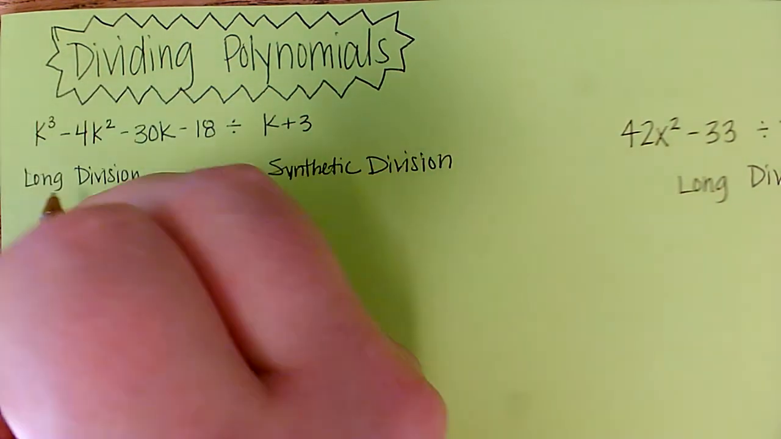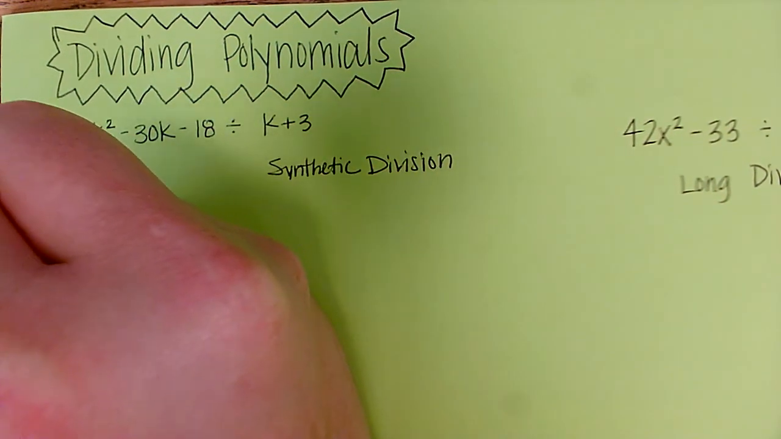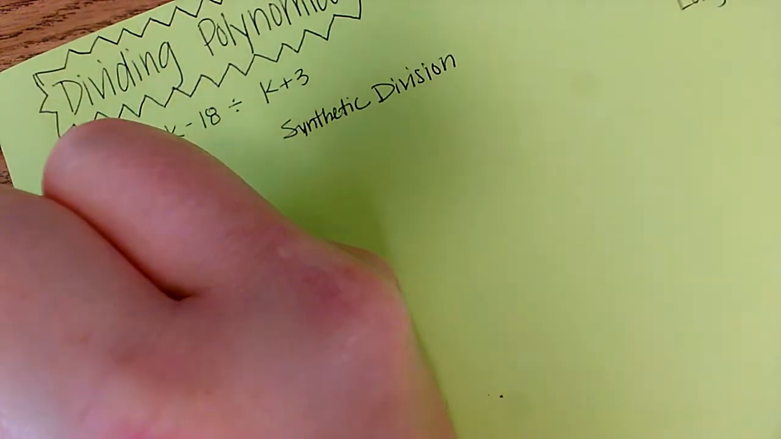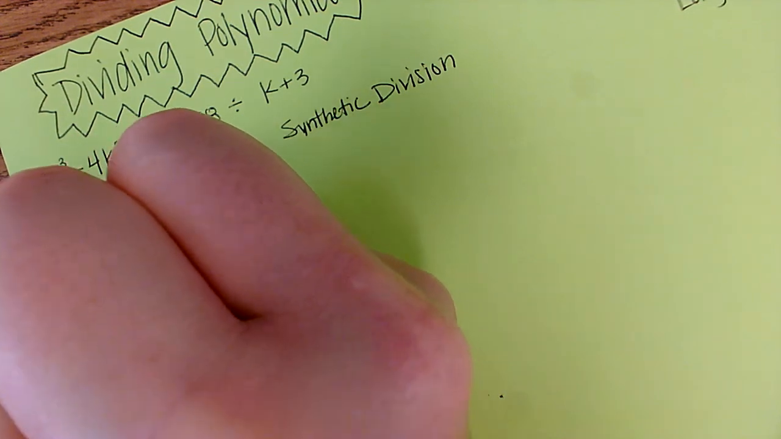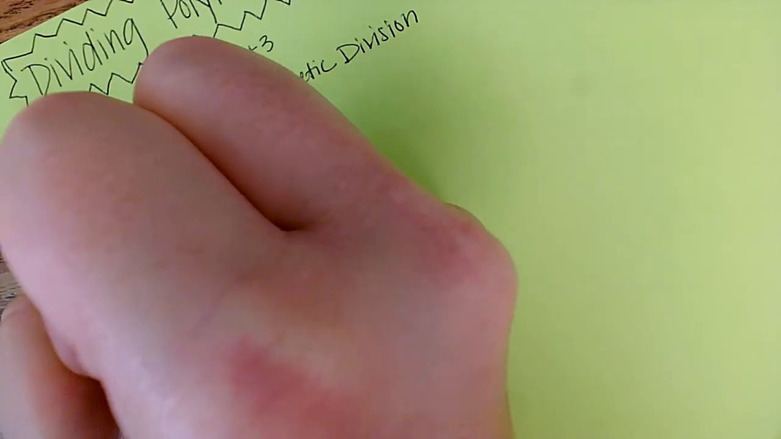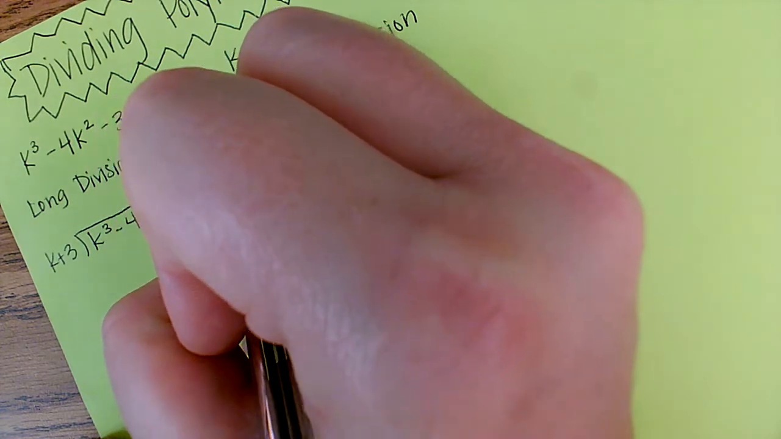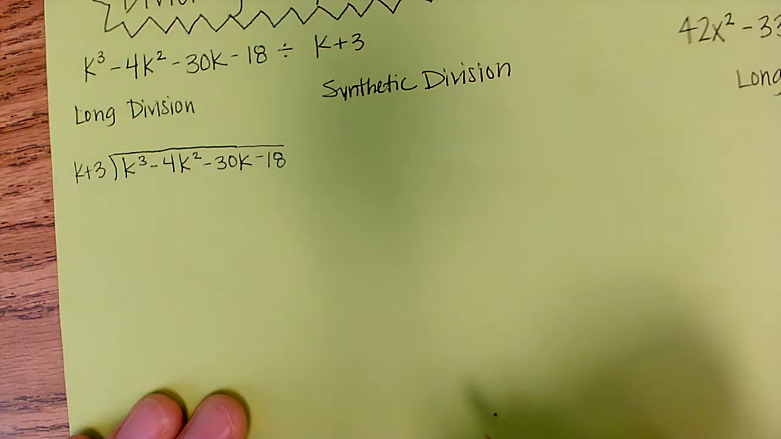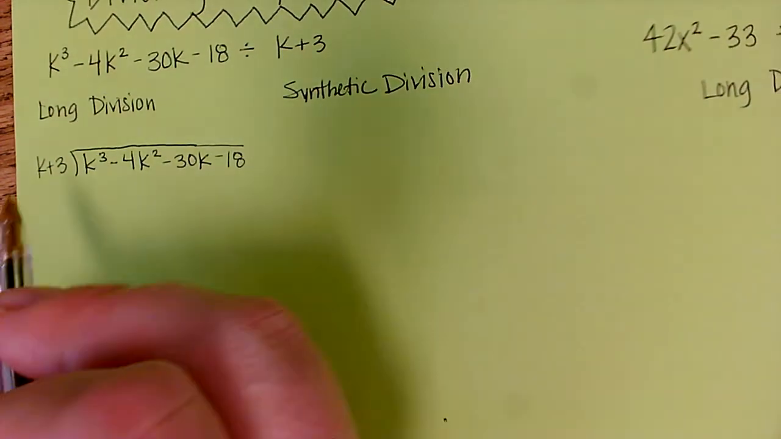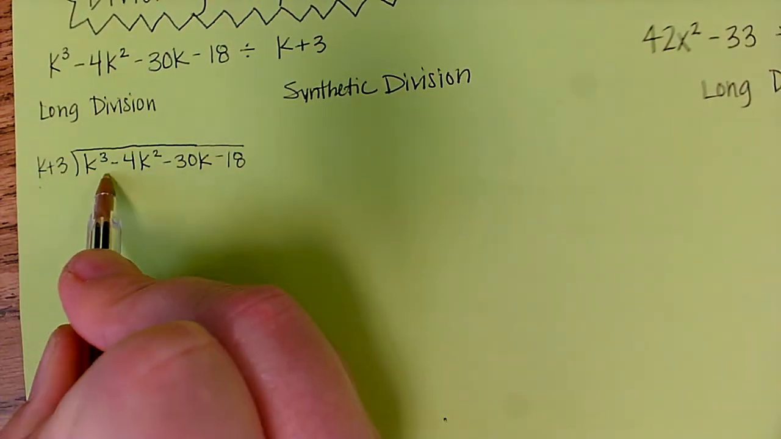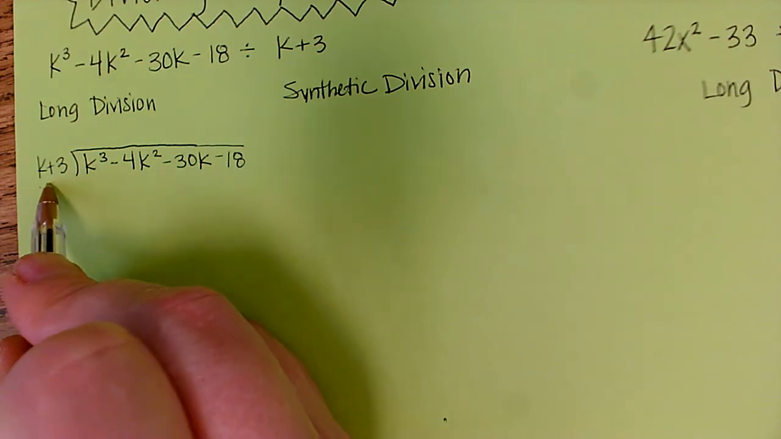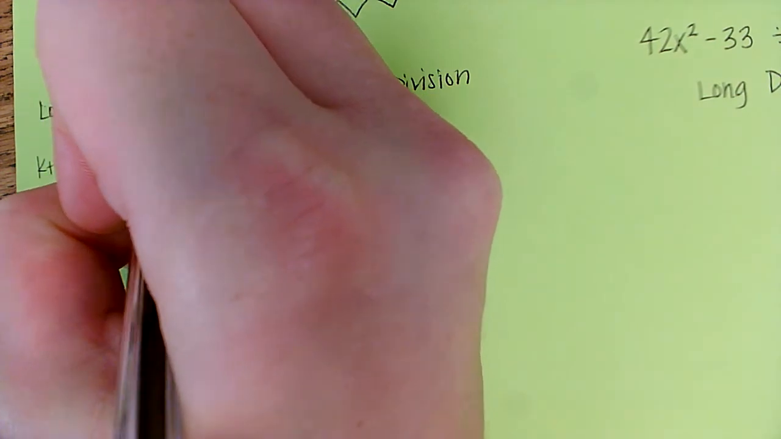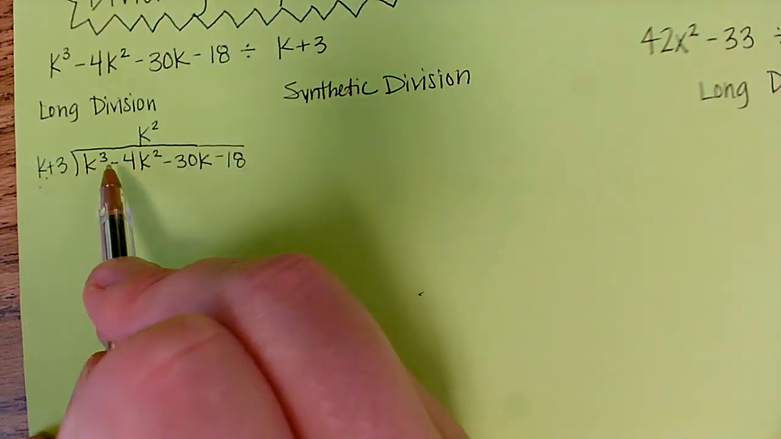So you set this up the same way, so k plus 3, and then you're going to divide that into k cubed minus 4k squared minus 30k minus 18. Okay, so in doing this, just remember, you're trying to figure out how you go from this number here to this term. So how do you go from k to k cubed? K squared. So you multiply by k squared to go from k to k cubed.